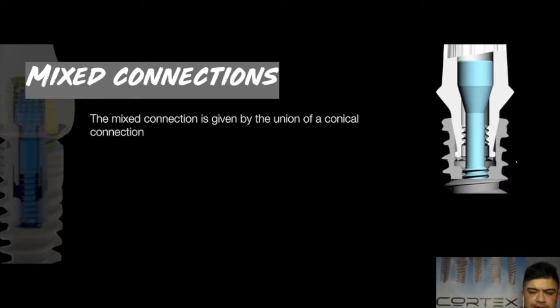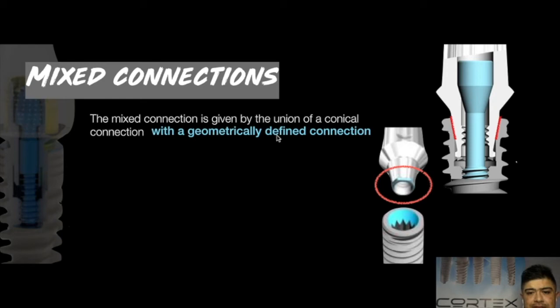In the Cortex conical connection implants, we have a mixed connection. It's a mixture of a conical connection with a geometrically defined connection. In the Cortex conical implants, they add a hexagon at the end of the conical connection. So it's easier to do the prosthetic part for implant restorations.